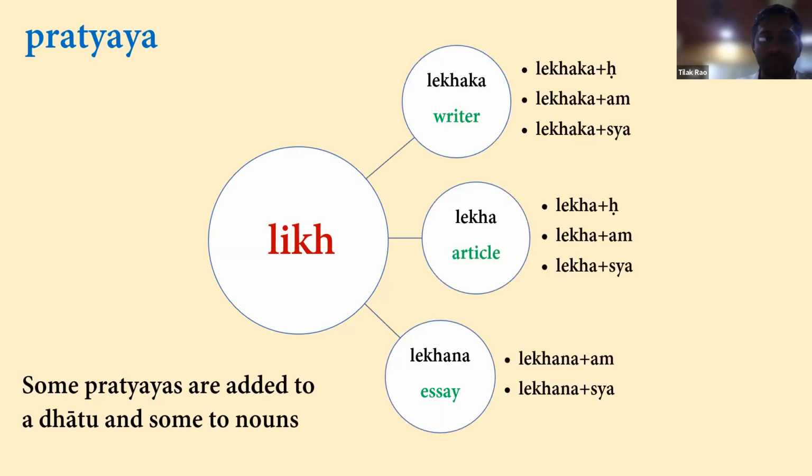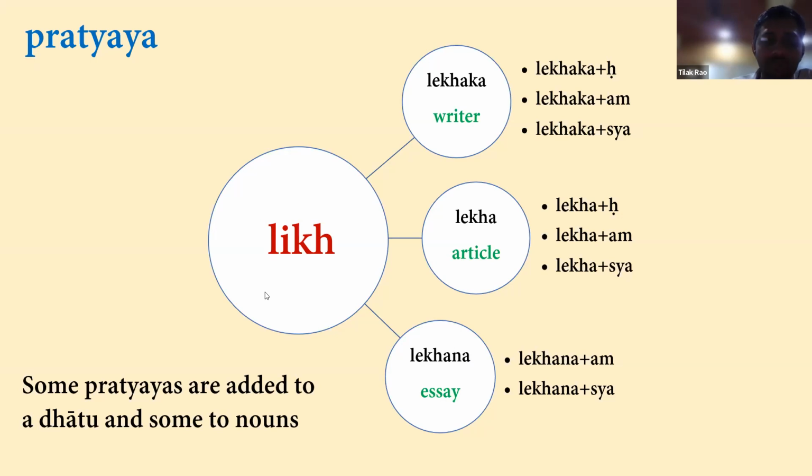So I said there are prakritis and pratyayas. Now let us see the types of pratyayas that are there in Samskrita. Some pratyayas are added to a dhatu, and some pratyayas are added to a pratipadika, written here as noun, because these are the forms we find in dictionaries. Those are generally pratipadikas. So those I called nouns.